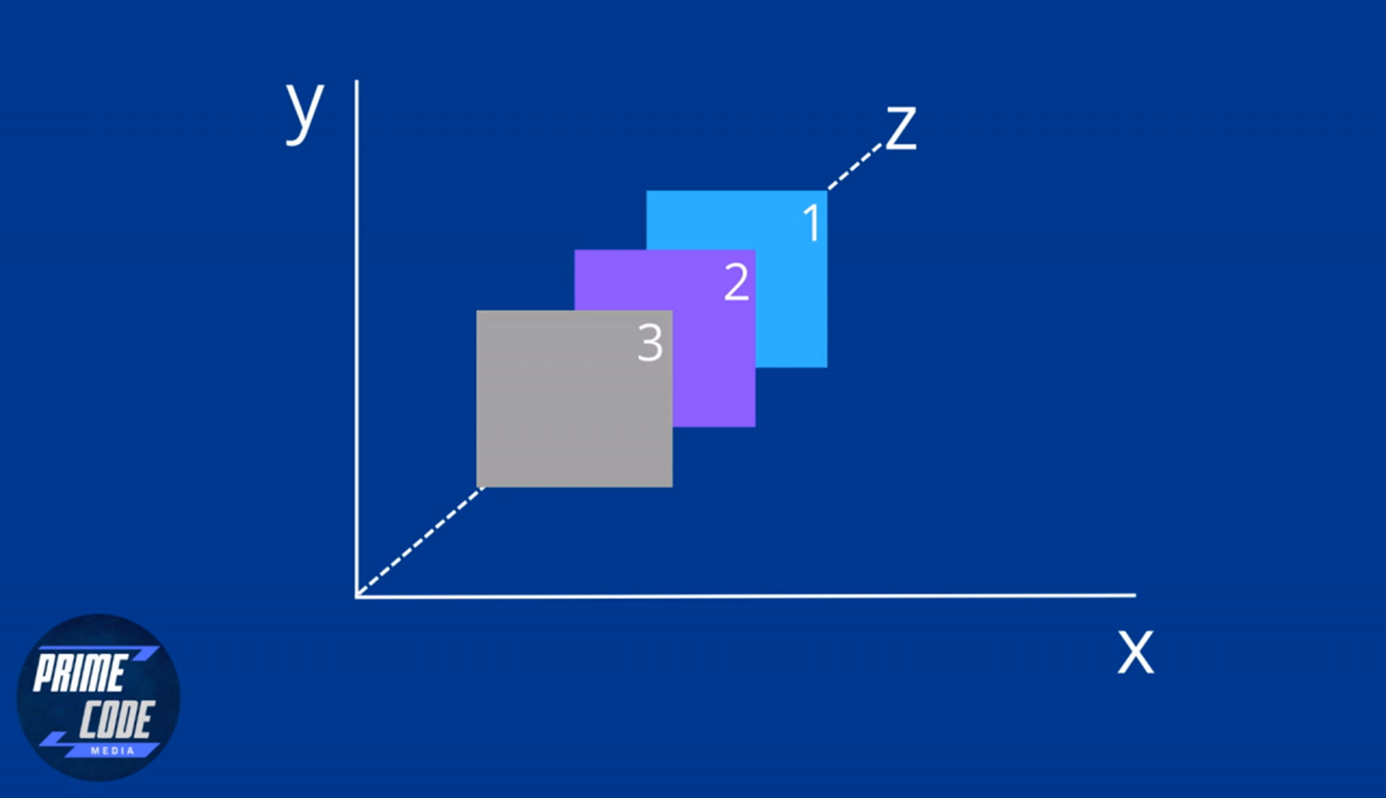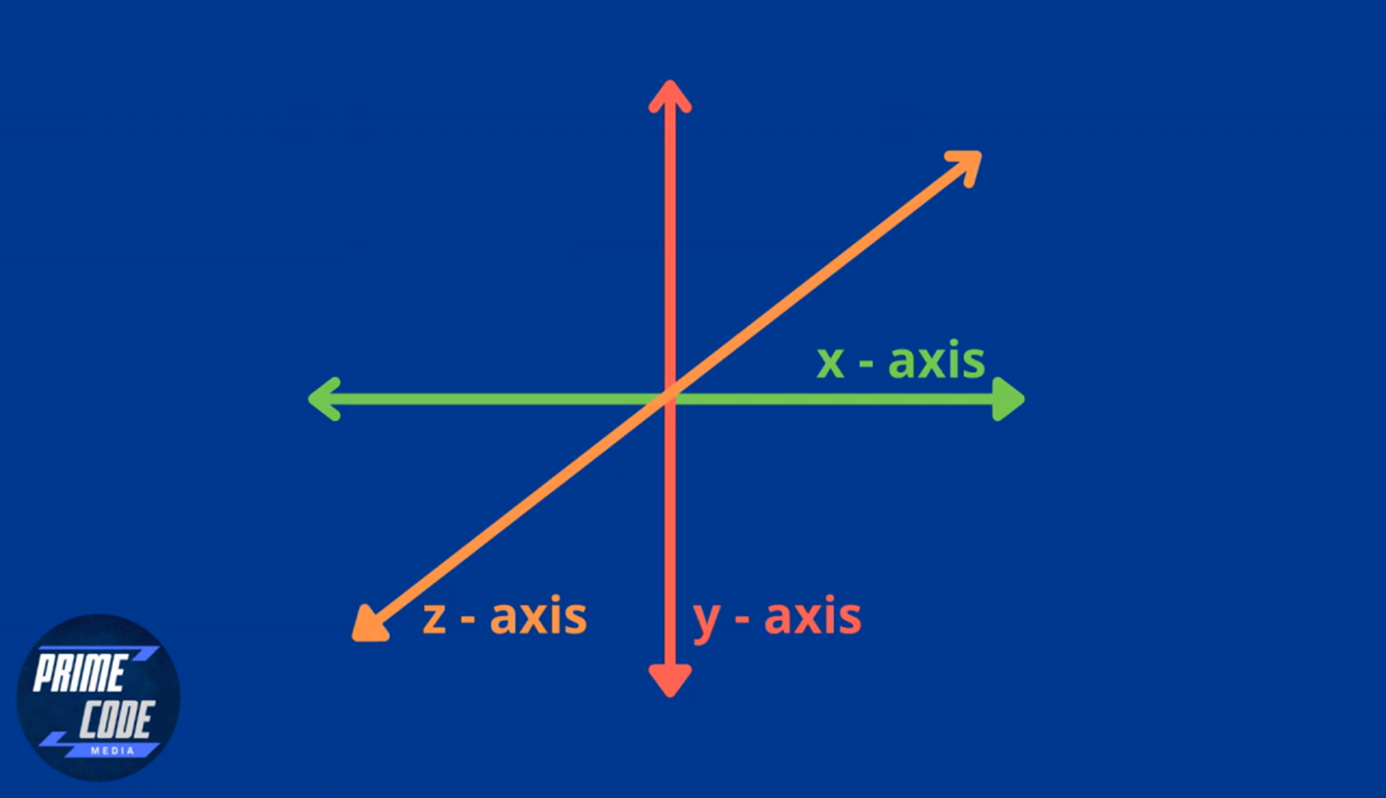The Z index specifies the stack order of elements. It specifies which page elements will be displayed on top of the other ones. This property is called the Z index because it refers to the element's position on the Z axis as opposed to the X axis or Y axis.